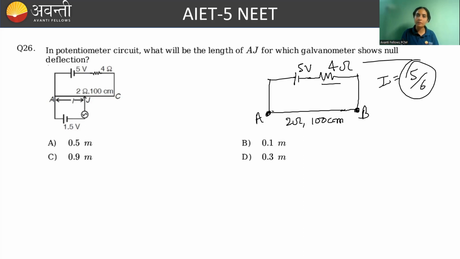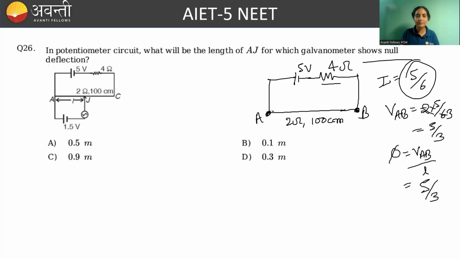Current in the circuit will be 5 by 6. So this is current. Now, what will be potential gradient on AB? That is potential drop on AB per unit length. So potential drop on AB will be I into 2. So that is V on AB is 2 ohm into 5 by 6, so that is equal to 5 by 3. And its total length is 1 meter. So VAB by L will be equal to 5 by 3 itself. Right? So this is the potential gradient.